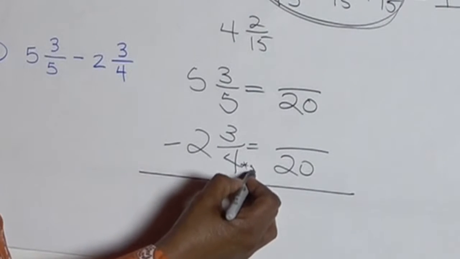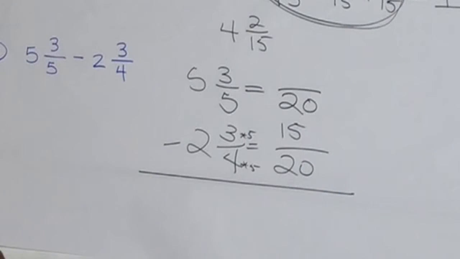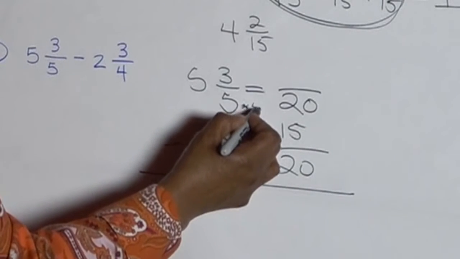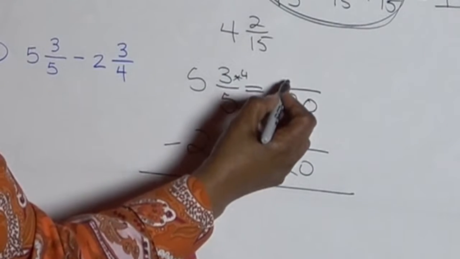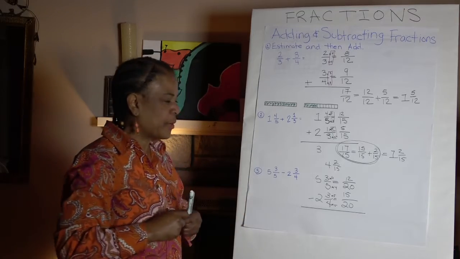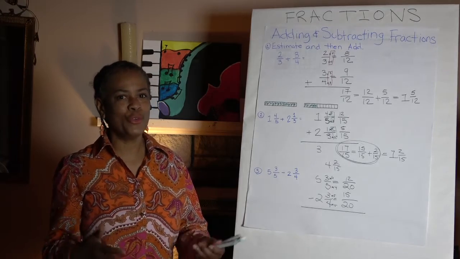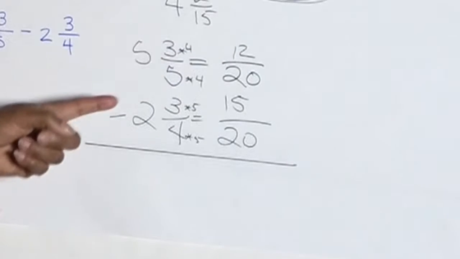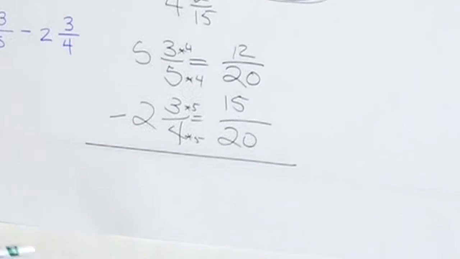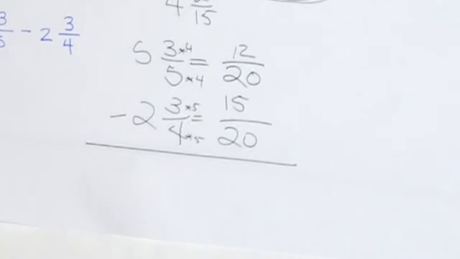4 times 5 gives me 20, so 3 times 5 gives me 15. 5 times 4 gives me 20, so 3 times 4 gives me 12. So I did this on purpose. I wanted to have to borrow, okay? Borrow using a fraction. Okay, so I say 12 minus 15. Well, I can't take 15 away from 12. I don't have enough. So I have to borrow from the whole number.